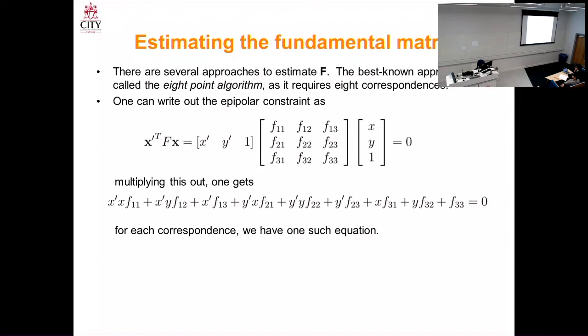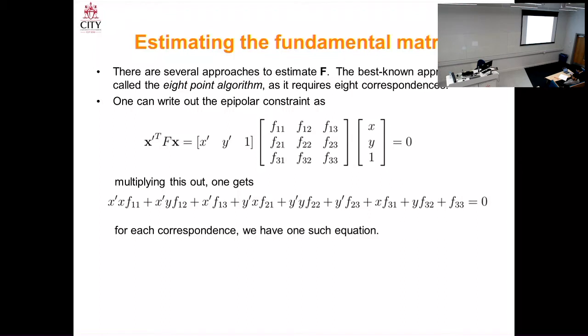But then how do you get the fundamental matrix? There are a lot of ways actually to estimate the fundamental matrix. The best known approach is called the 8-point algorithm. Essentially it encodes that equation I had before, x prime transpose F x equals 0. You can just write it out in an algebraic way, and what you get is kind of this long expression.